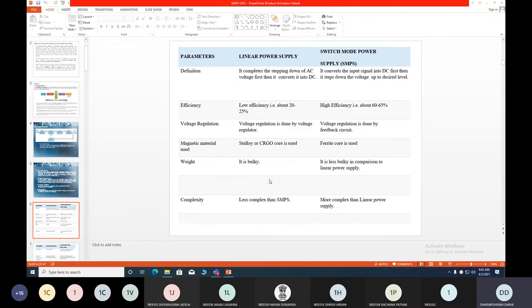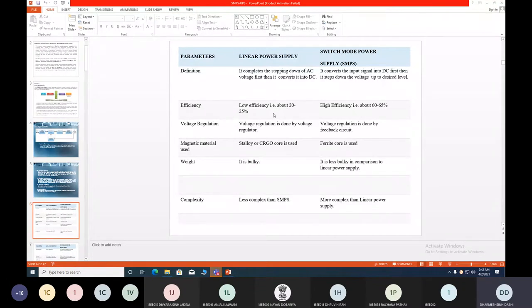So let's briefly discuss the comparison between linear power supply and switch mode power supply. First, as per the definition, the linear power supply first steps down the AC voltage and then converts it into DC. In the SMPS, it first converts AC to DC and then steps up or steps down to the desired level. The efficiency of the linear power supply is just 20 to 25% only, whereas the efficiency of the SMPS is 60 to 65%.